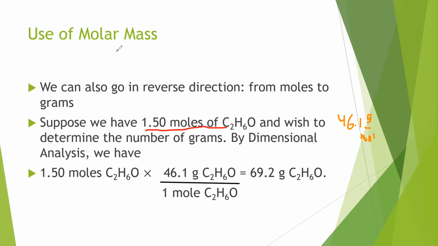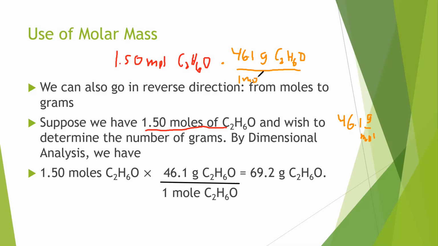So we start off with what we have, which is 1.50 moles C2H6O. But we don't want moles, we want grams. So we can multiply by our conversion factor. This time 46.1 is on the top, because we want moles to cancel out.